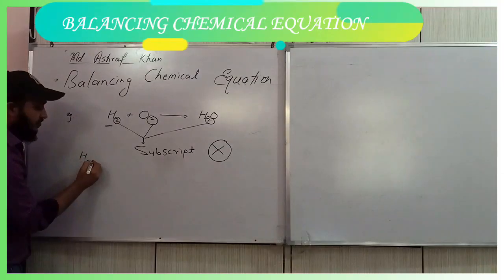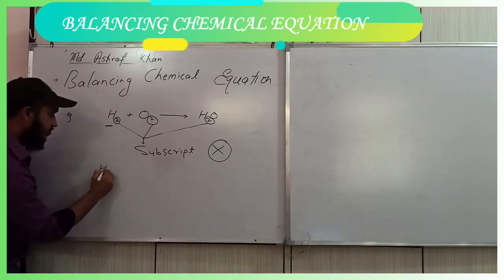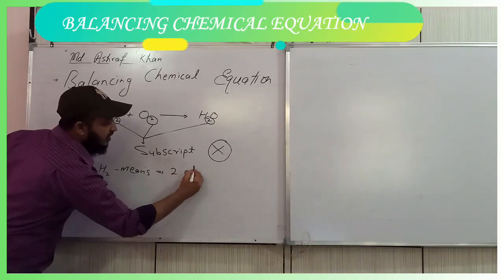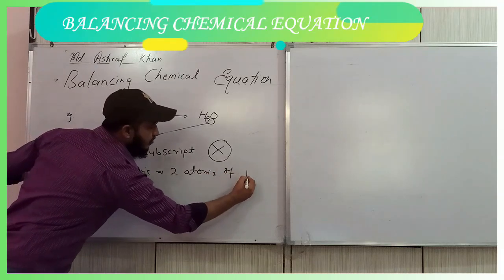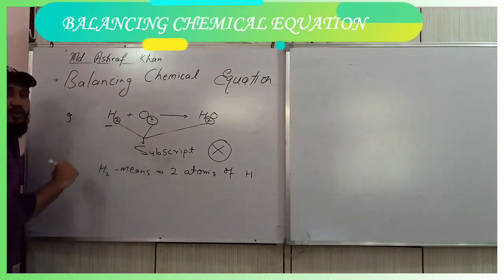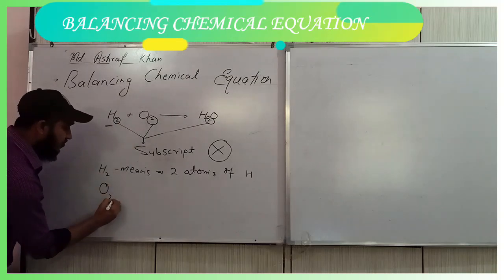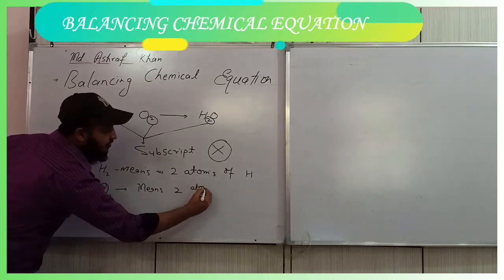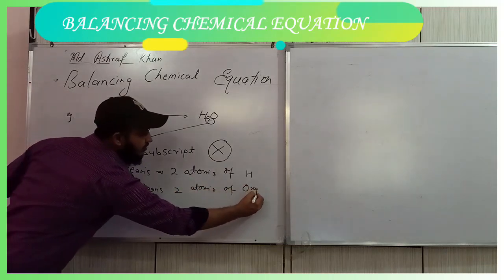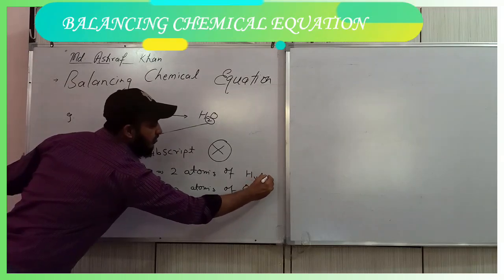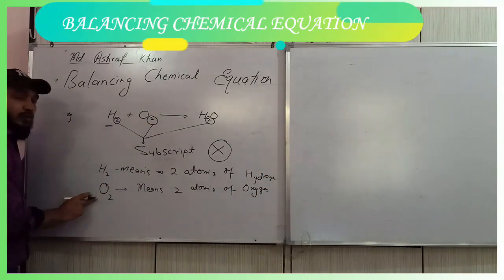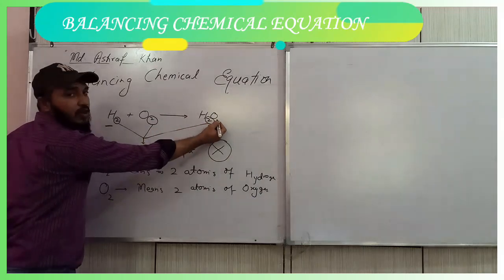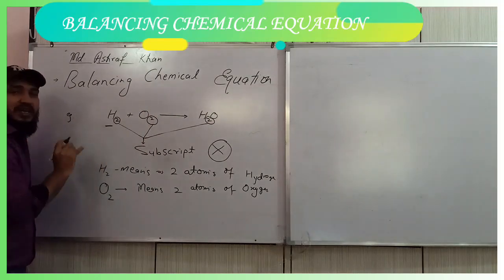So here H2 means two atoms of hydrogen. What is O2? O2 means two atoms of oxygen. Now here, what is this? Here two atoms of hydrogen and one atom of oxygen. This is how we read a chemical equation.